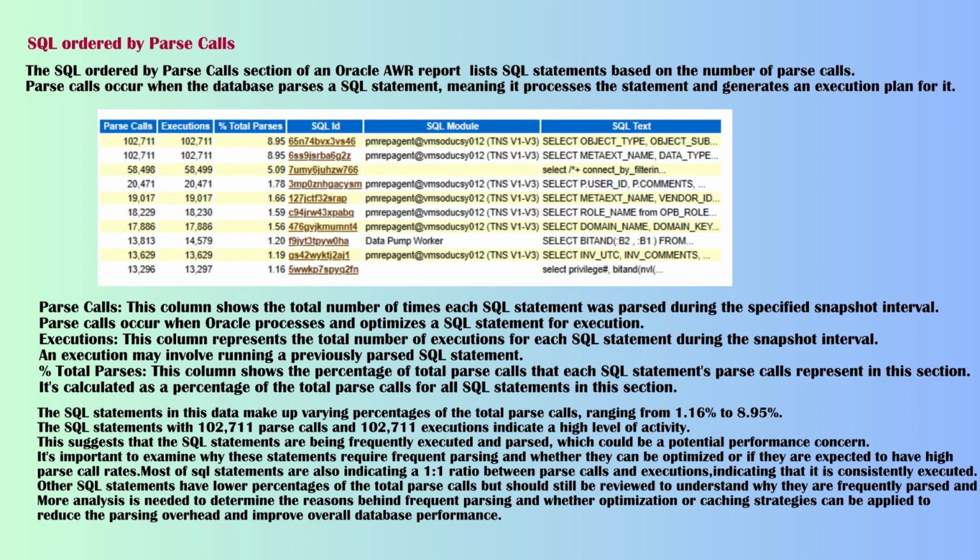Most SQL statements also indicate a 1-to-1 ratio between parse calls and executions, indicating that each is consistently parsed when executed. Other SQL statements have lower percentages of the total parse calls but should still be reviewed to understand why they are frequently parsed and executed. More analysis is needed to determine the reasons behind frequent parsing and whether optimization or caching strategies can be applied to reduce the parsing overhead and improve overall database performance.